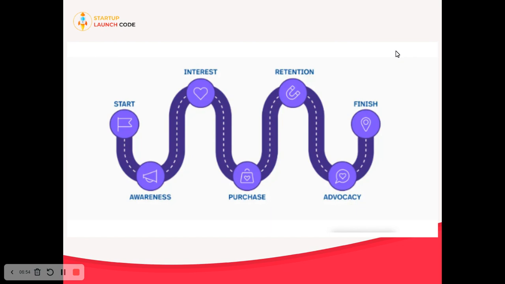Then advocacy is when they become your mouthpiece. They are referring you to friends and family even without you asking them to do that. They are not doing it because they want to get something, but because they've gotten value and they feel, oh, this value that I'm getting from this product, I need to share it with my friends and family. That is the advocacy, or what we call the loyalty stage in the customer journey, and the flow continues like that. So this is a simple graphical representation of how a customer journey map looks.